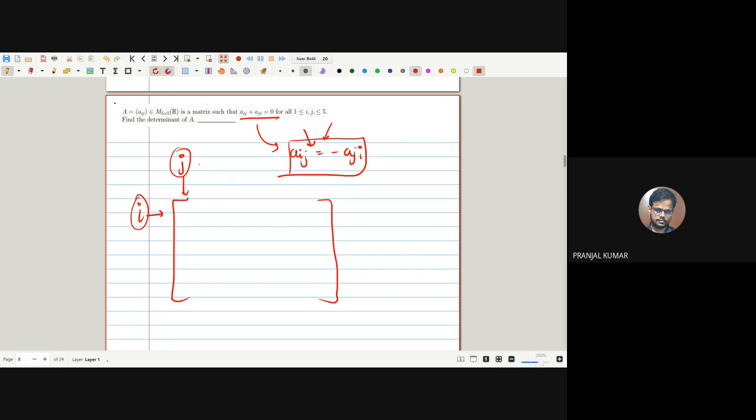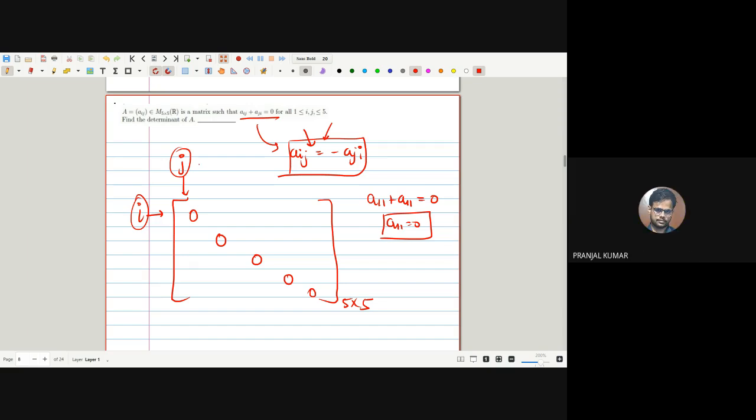Okay, so let's write it. Suppose it is a 5 cross 5 matrix. So the first element would be A11. Now A11 plus A11 is equal to 0. This implies that A11 itself must be 0. Yes or no? So it will be 0. Similarly for A22, A33, A44, and A55. Clear? So all elements along the diagonal are 0.